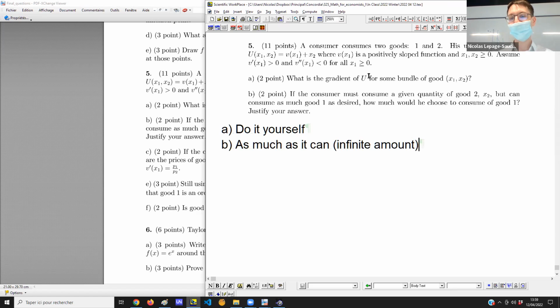Essentially, what I'm saying is you don't have a constraint. If I tell you that you can consume as much as you want, then you look at the utility function. x2 is fixed, so I don't have to care about that choice. And I ask, what's going to make U as big as possible? Since v of x1 is positively sloped, as I increase x1, I always increase U. So let the consumer maximize.